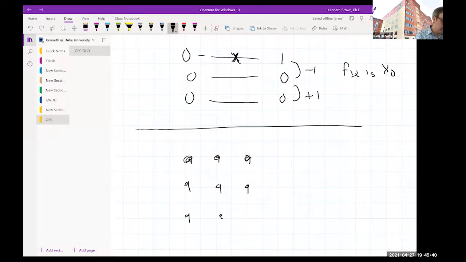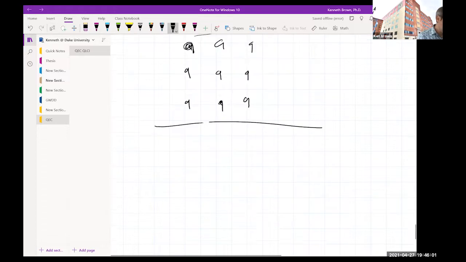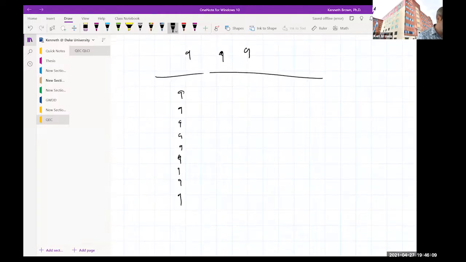I've only laid them out on a grid for my own ease. We could think of them as a line. And then you want to think that these qubits... So we have these nine qubits, and then we're just going to apply an error somewhere.